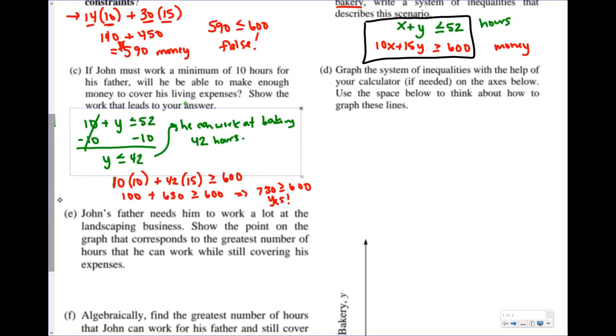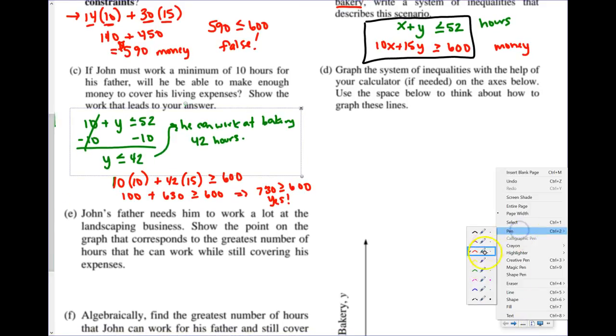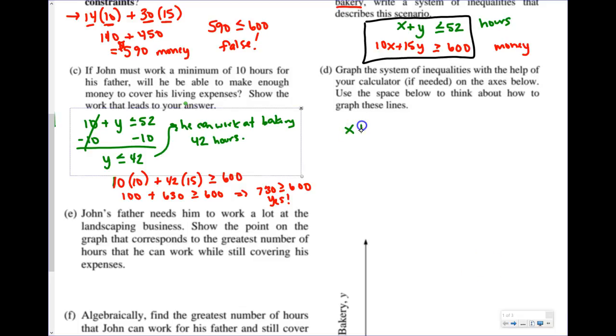So the first thing I have to do is I'm going to take the green, that's x plus y is less than or equal to 52, and I'm going to solve it for y because I can't graph without y equals mx plus b. So I get y is less than or equal to negative x plus 52. Okay?